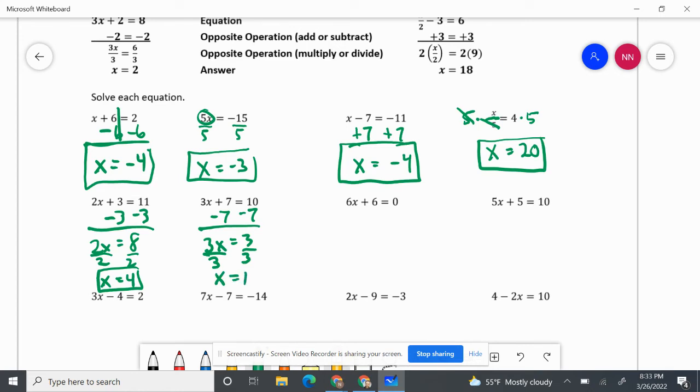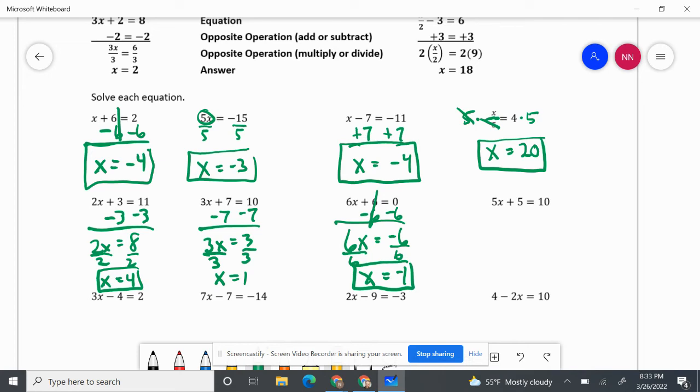For the third one, once again, we're going to be doing our adding and subtracting first. So we want to eliminate the 6 by subtracting it. We're doing the opposite operation. That cancels and becomes 0. We get 6x is equal to negative 6. We divide it by 6. We get x is equal to negative 1.